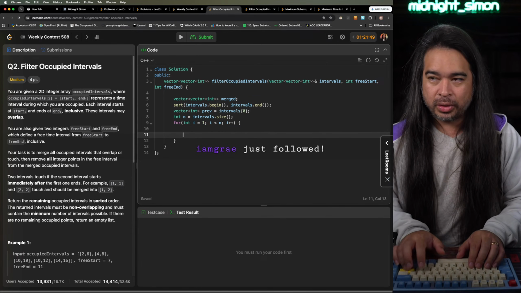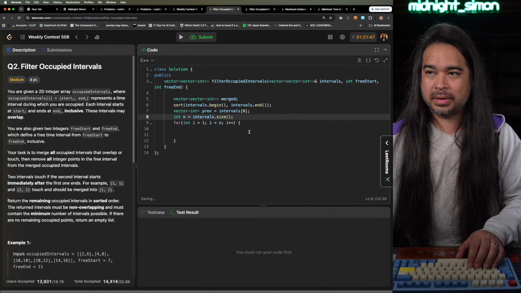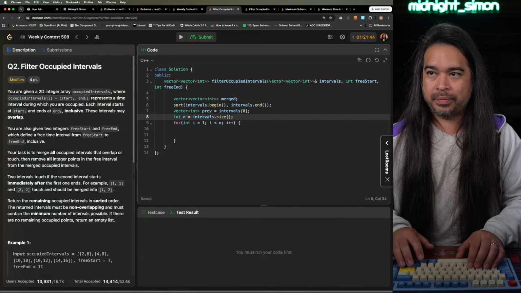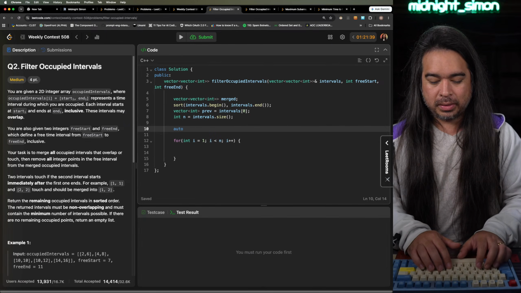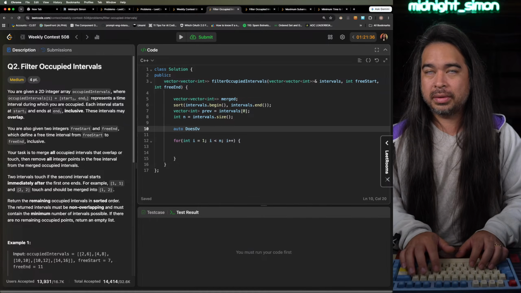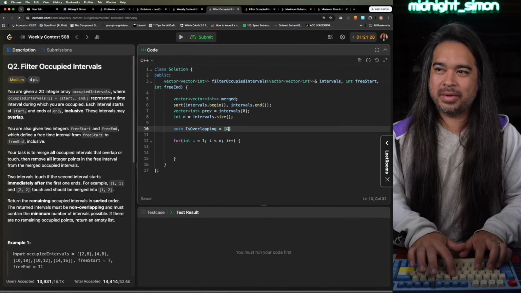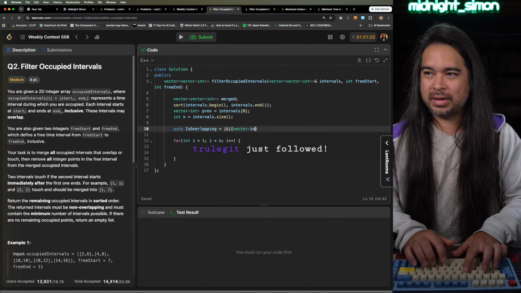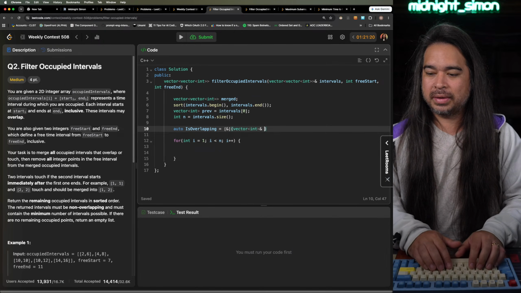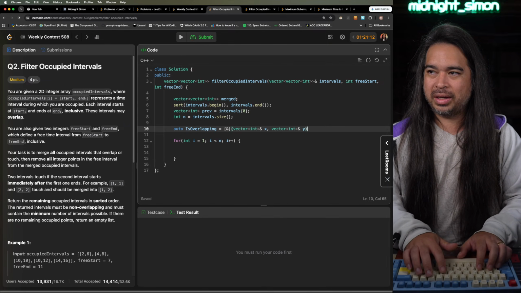How do we check if something overlaps? Should I make a function for that? Is overlap? Does overlap? Is it overlapping? Is overlapping. That sounds good. I guess we're sending in 2 intervals. I'll name them X and Y.